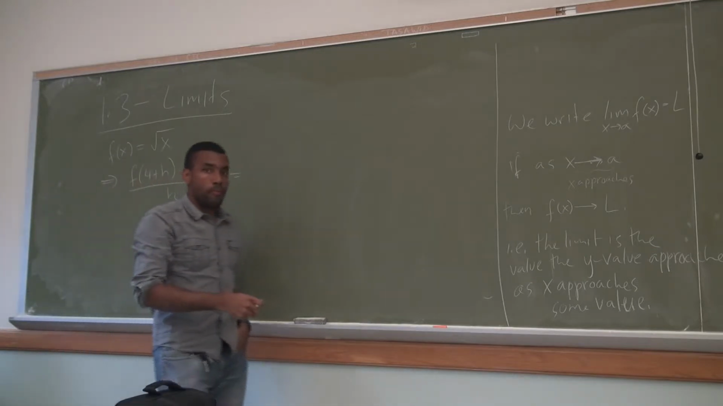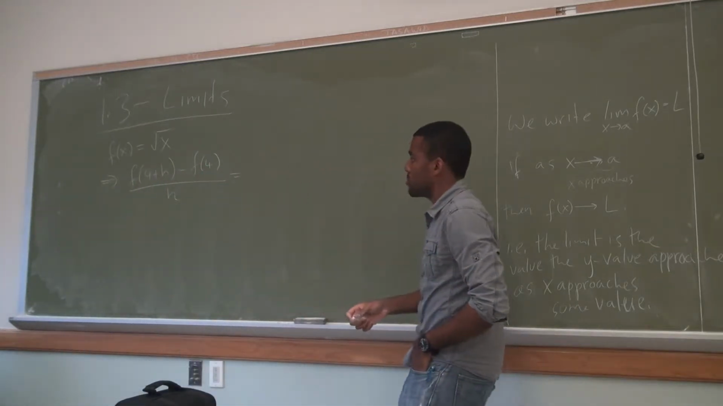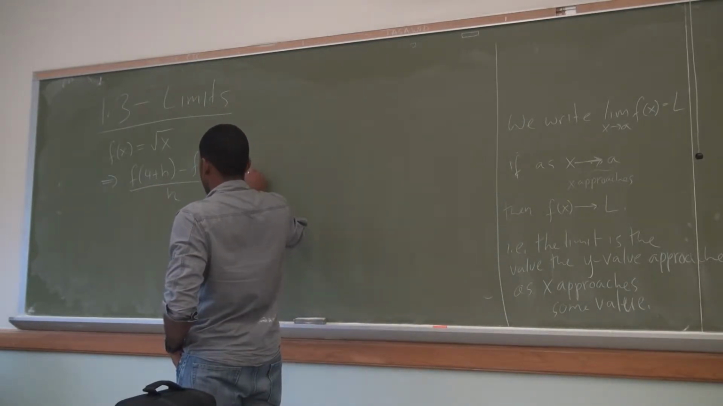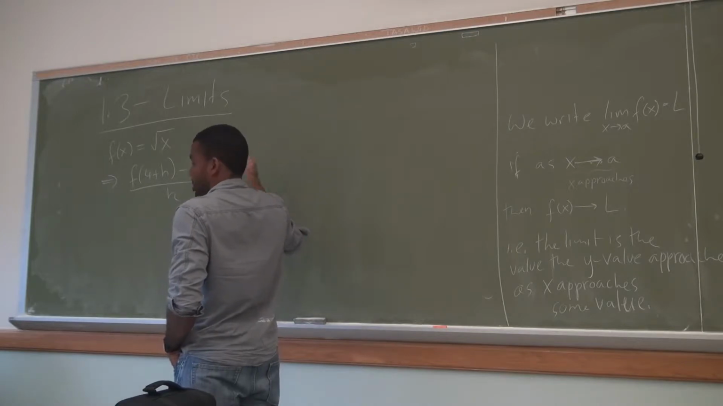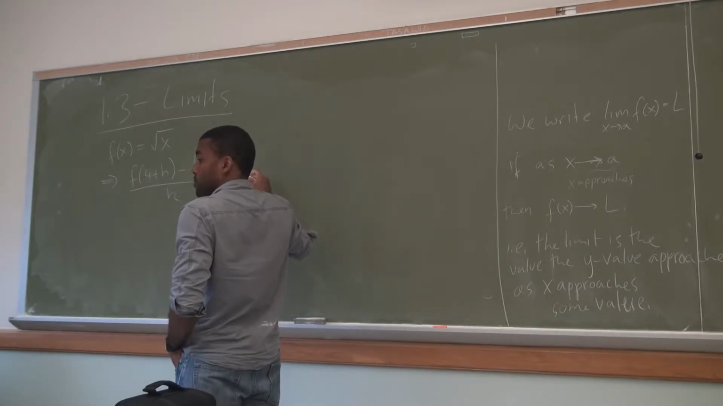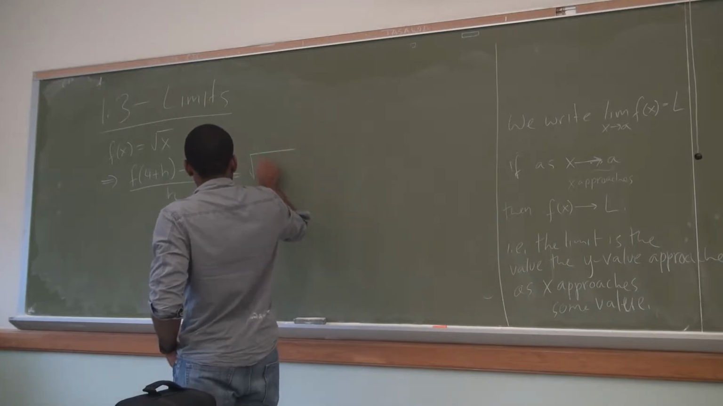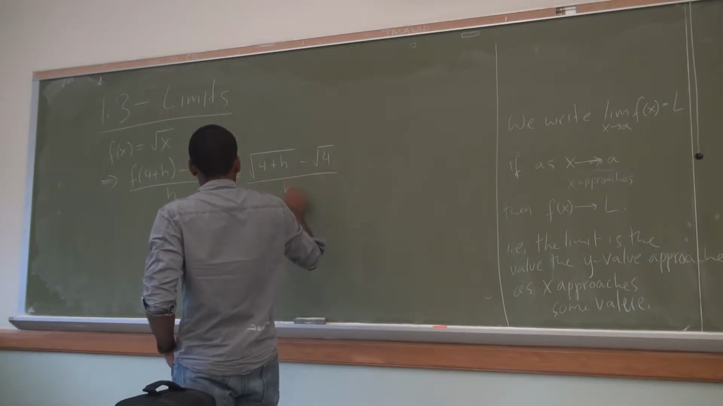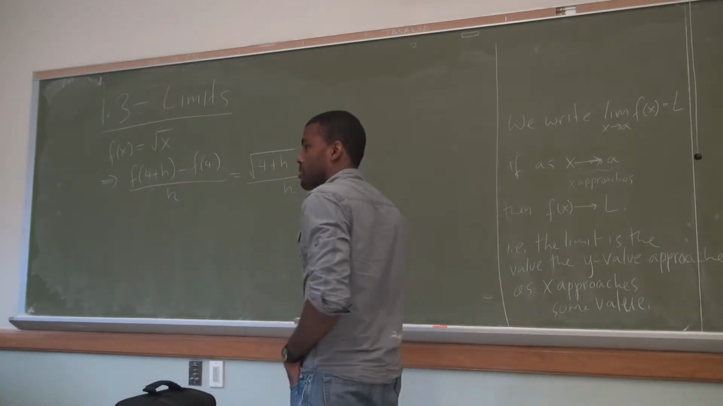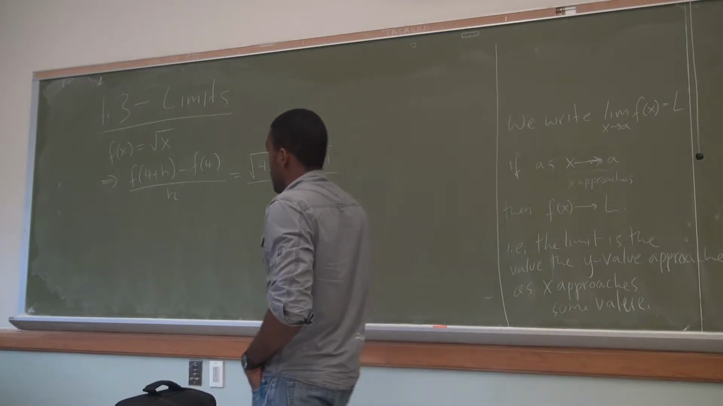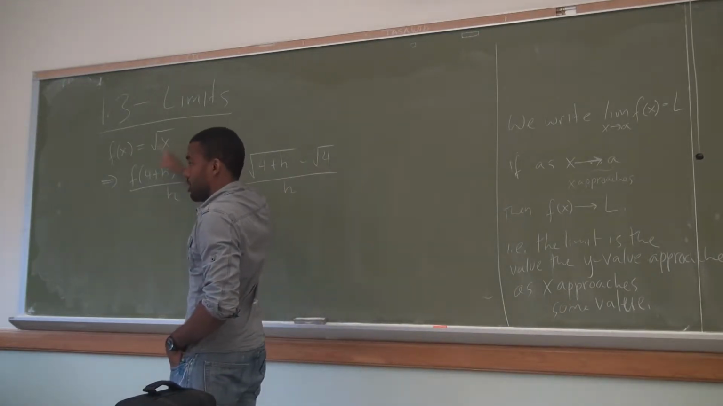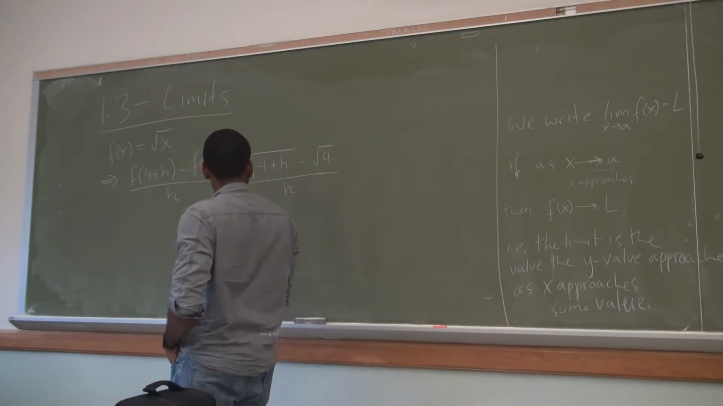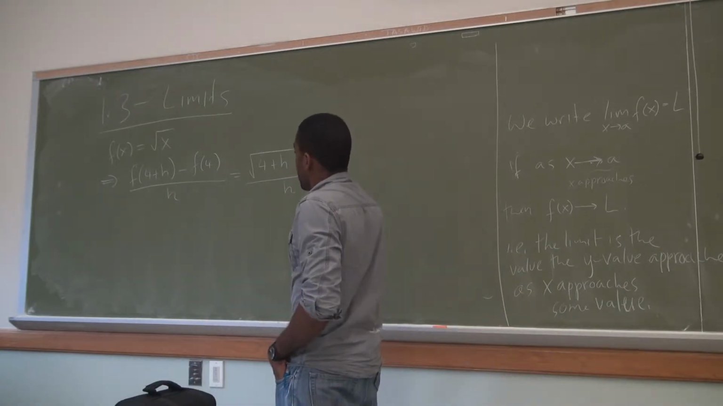What's this equal to? How did you get 4? Radical 4 plus h. It's the same problem. I'm defining this function. Oh, you're right. Is this f of 4 plus h minus f of 4?